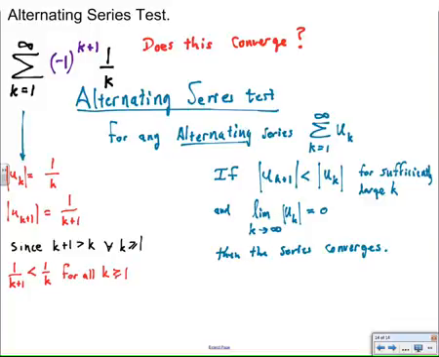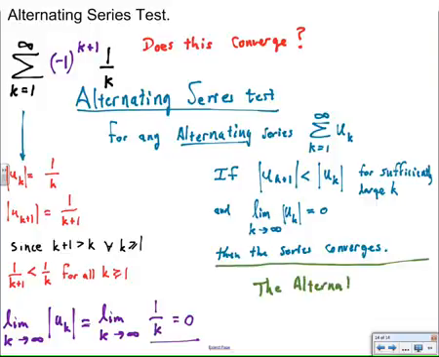So we passed the first part of the test, that is to say the absolute values of the terms are in fact decreasing. Second part of the test then is if we allow k to approach infinity, do we get 0? And the answer to that question is an obvious yes. Therefore, we can say that the alternating harmonic series in this case, does in fact converge.